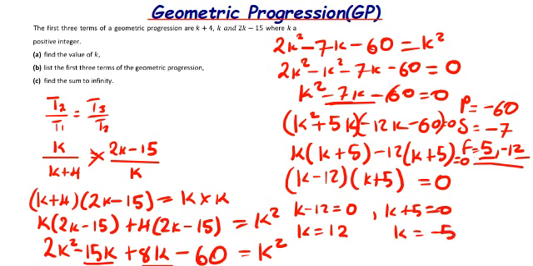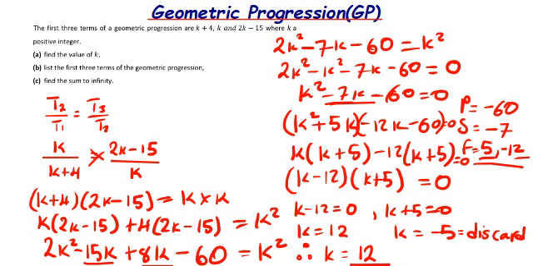Now we have two values. You have 12 and negative 5, but in the question they have said that k is a positive integer. So since they have said that it is a positive integer, you say therefore your value of k will be equal to 12. You can't get negative 5, so you can just discard it, because it is not needed in the question. Now that's how you come up with the value of k.